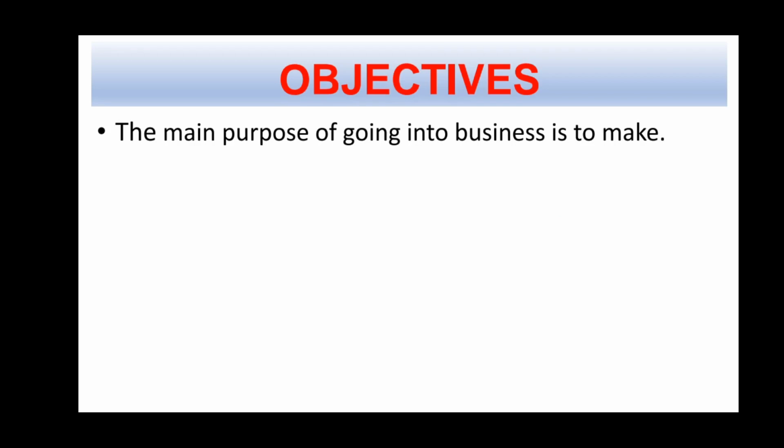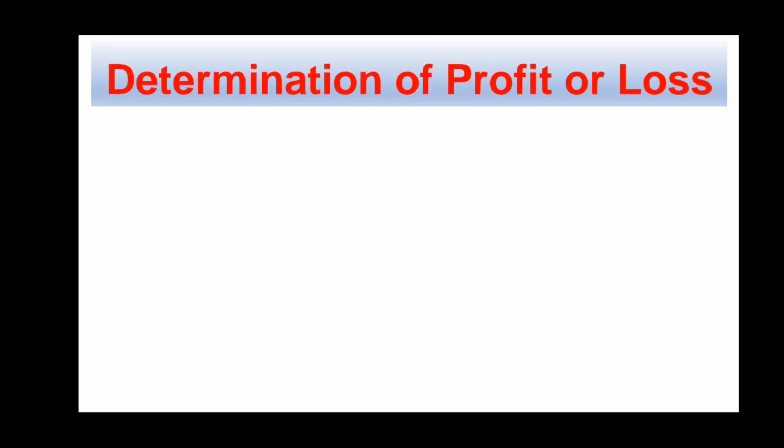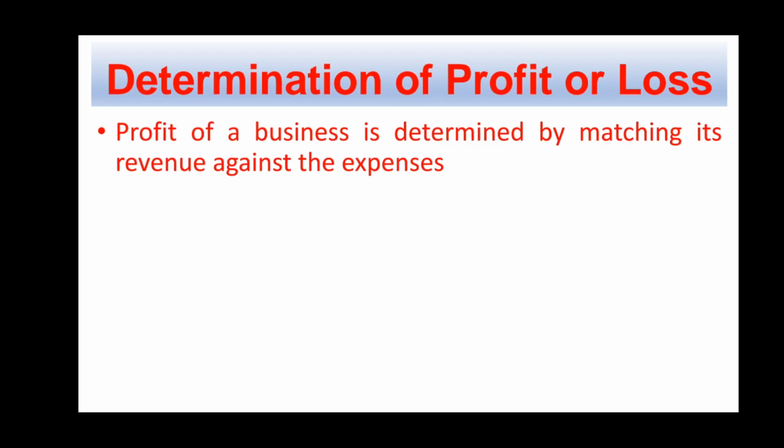What are the objectives of preparing trading profit and loss account? Just like you know, the main objective of going into business is to make profit. So the reason why people go into business is to make profit. And this profit, how do we determine it? The profit of a business can be determined by matching the revenue against the expenses. In simple terms, profit is sales minus cost. In accounting, sales is what I call revenue, while the cost is what I call expenses.